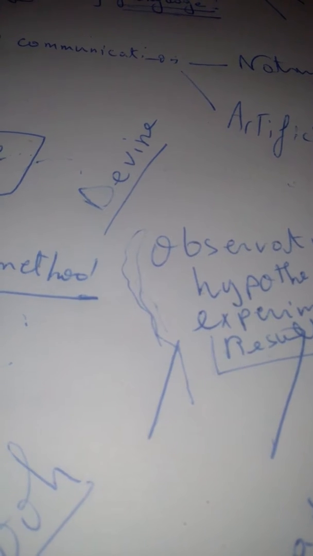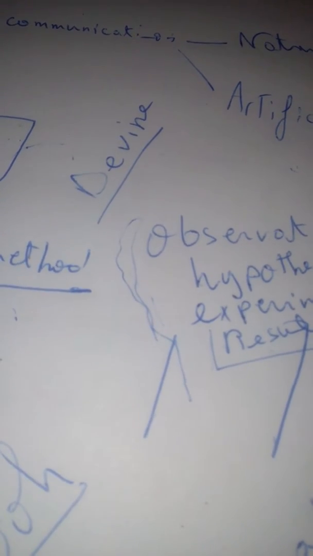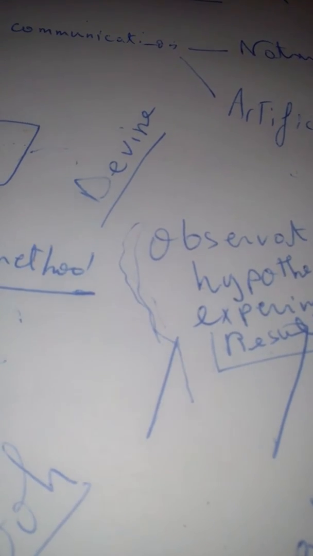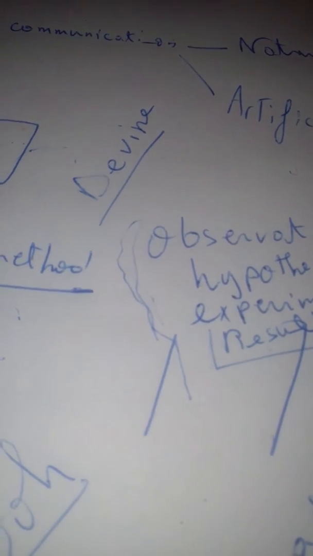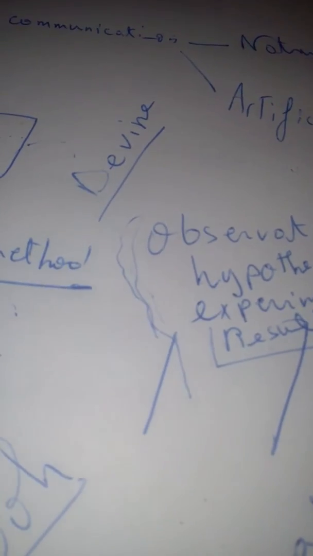The first one is called the divine source. When you say the divine source, the word divine means God. That language came from God. For example, you take the Bible, the Quran, or the Babylonian myth. These three agree that language came from God. In our holy book, it is obvious.